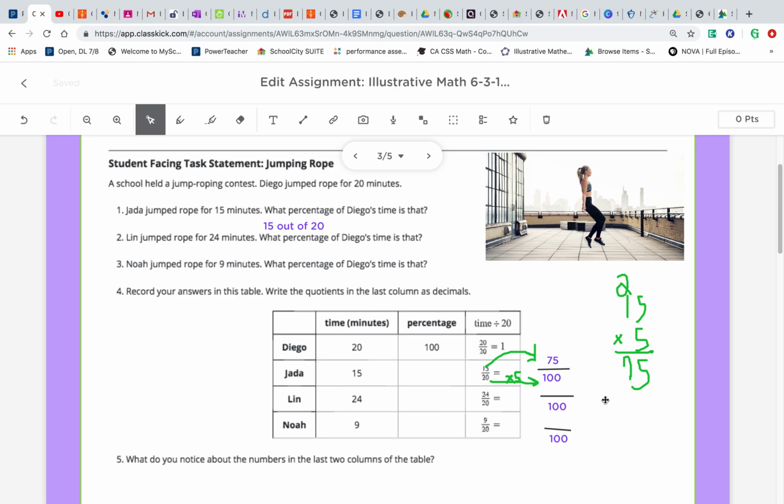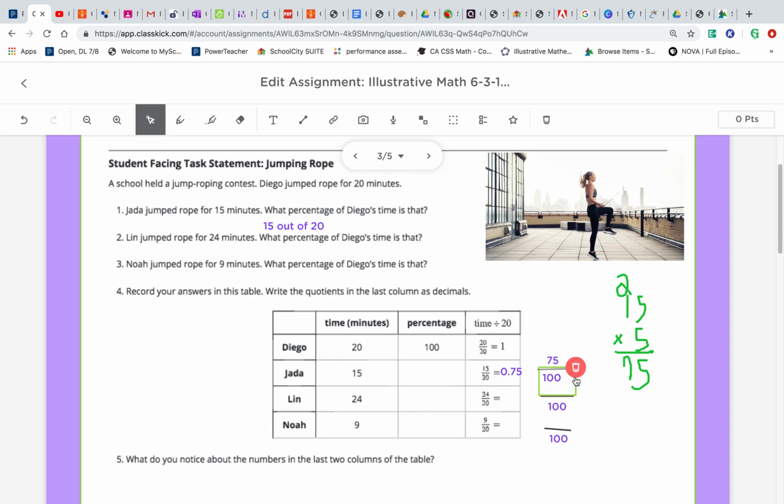Now, we can have 75 over 100 for our fraction right here, right? But we can also make any fraction out of 100 into a decimal. So I'm going to go ahead and erase some of these marks here, and we're going to say what decimal this is. 75 over 100, that's really 0.75. Okay, so 0.75, that is the decimal version.